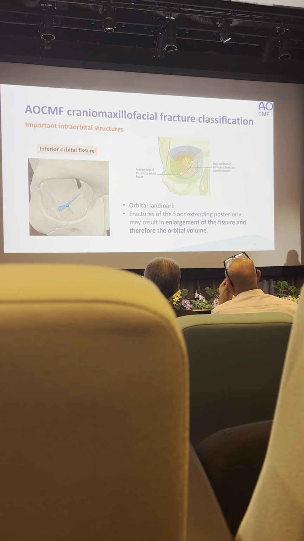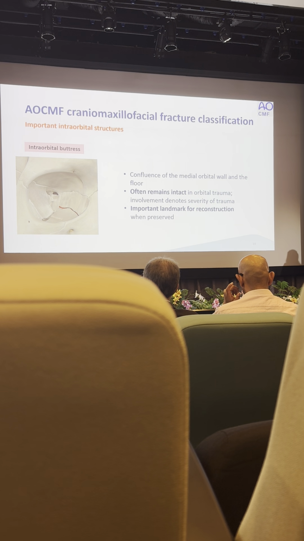The IOF is relevant for a couple of reasons. The first is that it serves as a landmark that divides the orbit into parts of three. Secondly, this zone is also crucial for assessment of orbital injuries, as fractures of the floor extending posteriorly may result in enlargement of the fissure and therefore also the orbital volume.